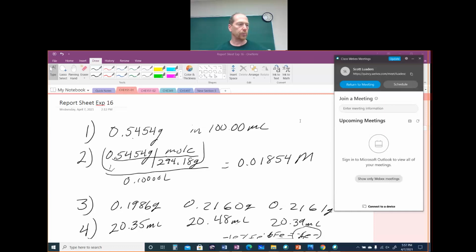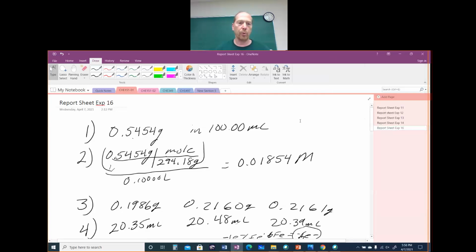All right, I'm going to go through the experiment 16 report sheet, where we're doing the oxidation reduction titration of the dichromate with the iron oxide. In number one, it asks for your mass, so that's just a data point. Whatever mass you weighed out, in this case 0.5454 grams of your dichromate, everybody should be in 100 mils of solution. We put it in a volumetric flask.